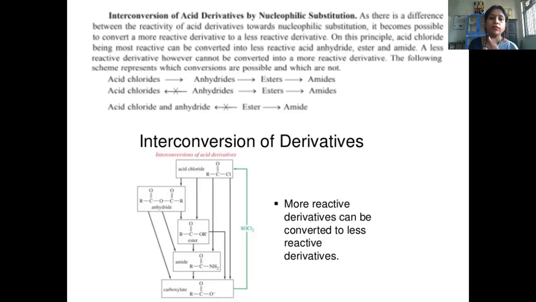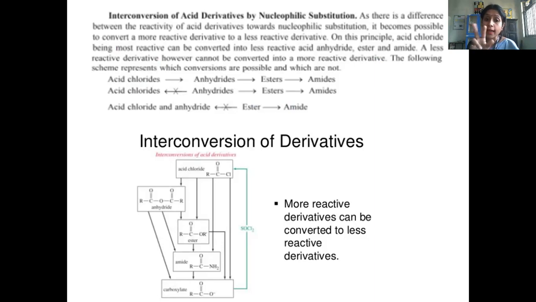So the more reactive will give a product which will be more stable. Keeping this in mind, we find that acid chlorides, being the most reactive, can be converted into any of the other derivatives. So acid chlorides can be converted to the less reactive anhydride or ester or amide, but the reverse cannot happen. The most reactive is acid chloride, followed by anhydride, followed by ester, and followed by amide. So acid chloride can be converted to any of the three. Then anhydride can be converted to ester or amide. Ester can be converted to amide, but the reverse cannot happen. So amide can neither be converted to ester nor anhydride nor acid chloride.